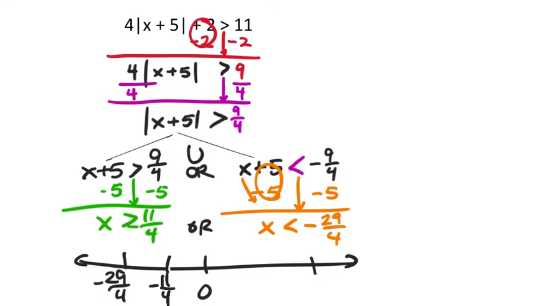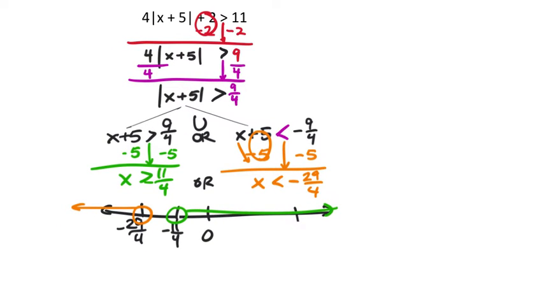Okay, so I'm starting with the green one. It looks like greater than or equal to, but it's just greater than. So it's going to be an open circle at 11/4. It's eating the x, so it should go to the right. And then the negative 29/4 is still an open circle because it's just less than, but this one's not eating the x, so it goes to the left.